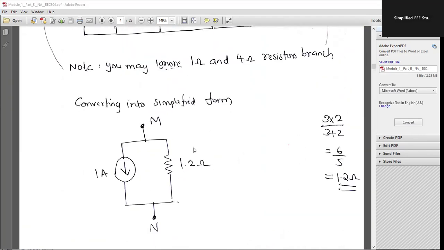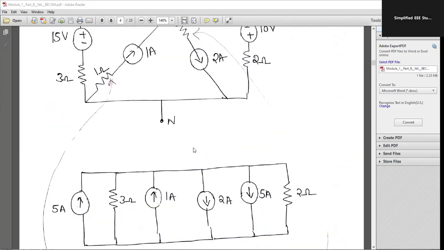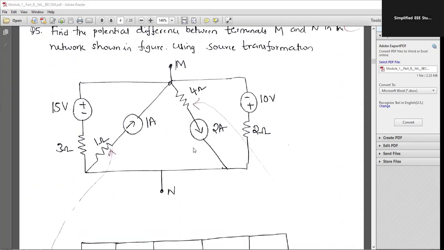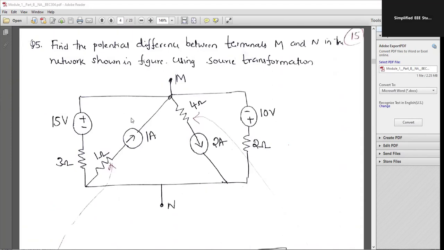These kinds of problems you can expect in your upcoming university examination. So be prepared for this and you can solve similar kinds of problems. In the coming sessions, I'll be solving a few more problems on source transformation.